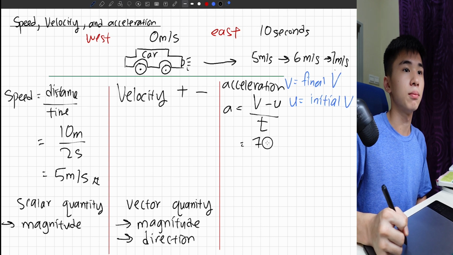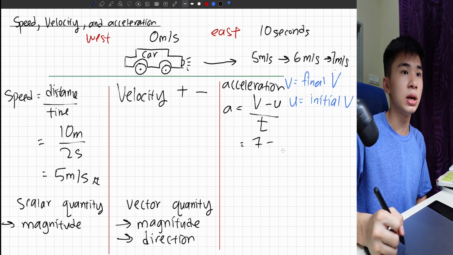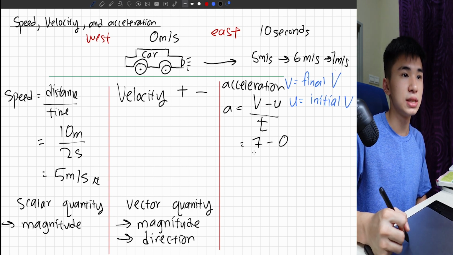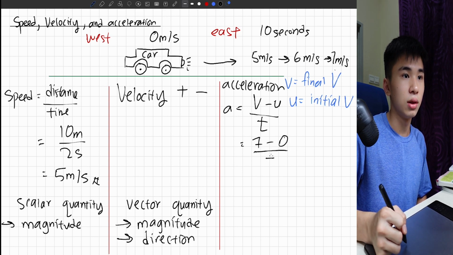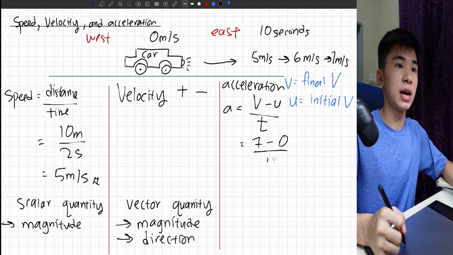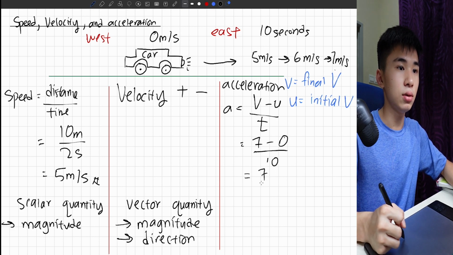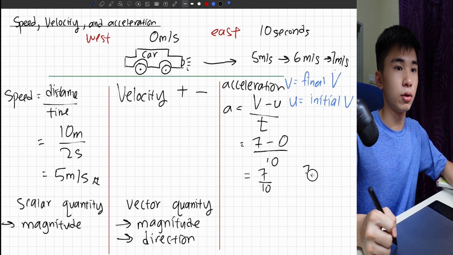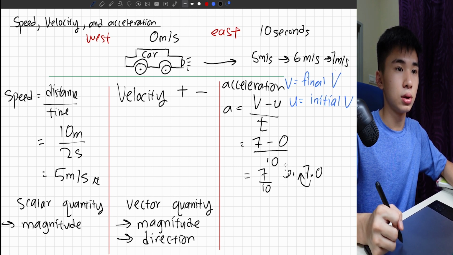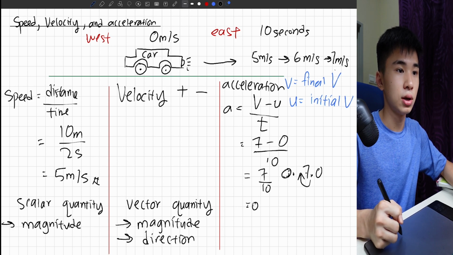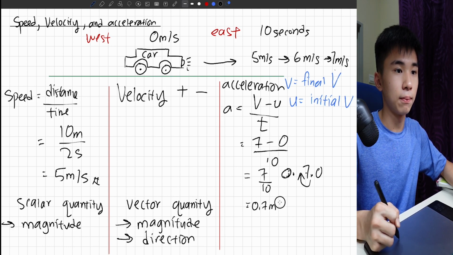So 7 minus initial, which is our 0 velocity, over the time, which is going to be 10. Okay, so 7 minus 0, it's 7, and over 10, so 7 divided by 10 is going to be 0.7. Okay, 0.7 m/s squared.